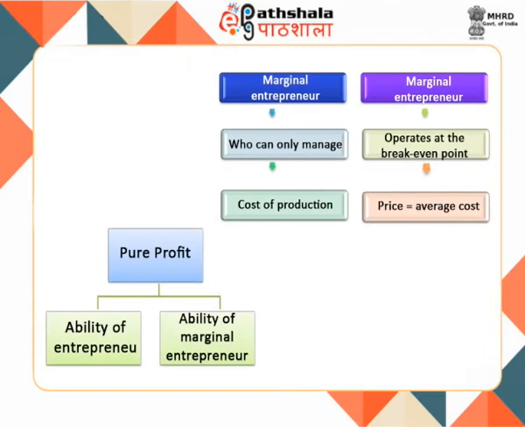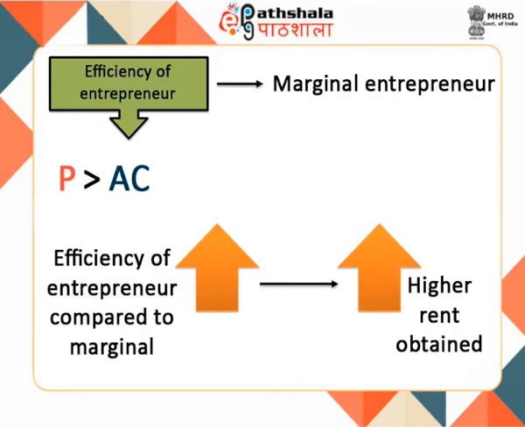According to Walker, this pure profit not only depends on the ability of the entrepreneur, but also the ability of the marginal entrepreneur. The marginal entrepreneur is that entrepreneur who can only manage the cost of production. Thus, the marginal entrepreneur operates at the break-even point where price equals average cost. The efficiency of an entrepreneur relative to the marginal entrepreneur is measured by how much price exceeds average cost of production. The greater the efficiency of the entrepreneur as compared to the marginal entrepreneur, the higher will be the rent obtained by the entrepreneur.